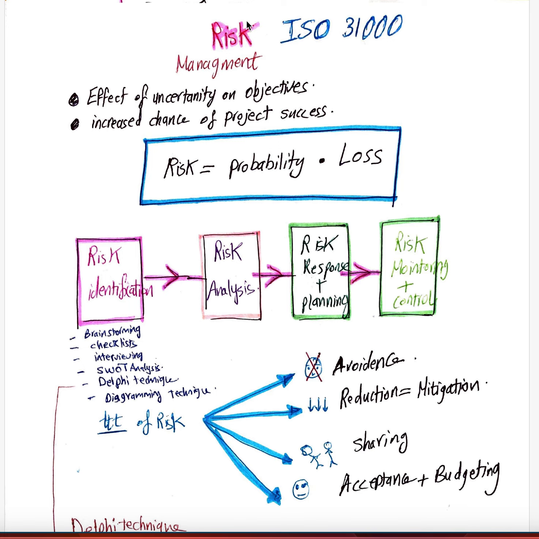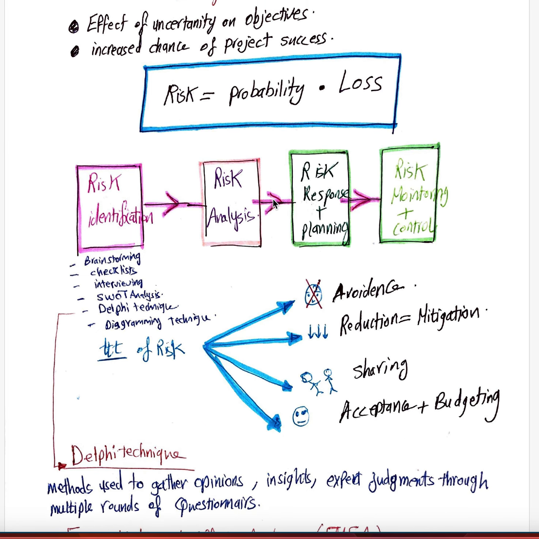That's actually the definition of a risk: the effect of uncertainty on the objectives, because we didn't predict what the risk is, what the chance is. Doing risk management increases the chance of a project's success. As you can see, the risk equals probability multiplied by loss. So that's how we can measure the risk.